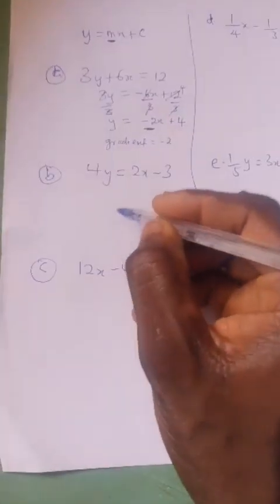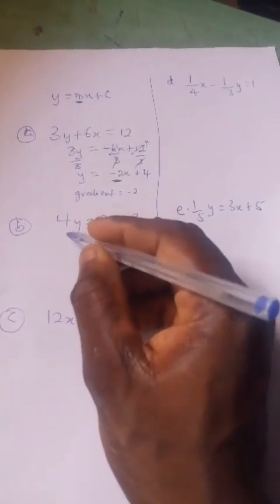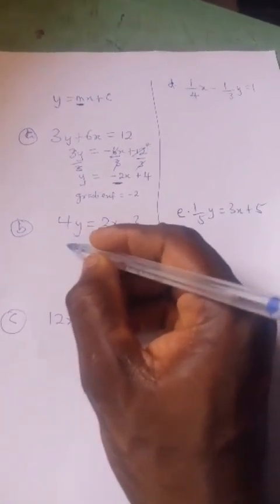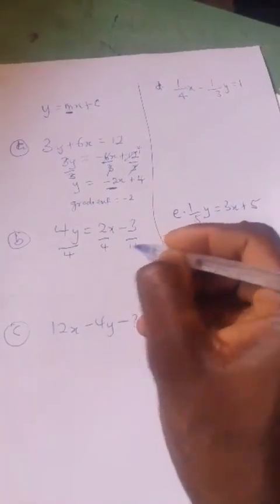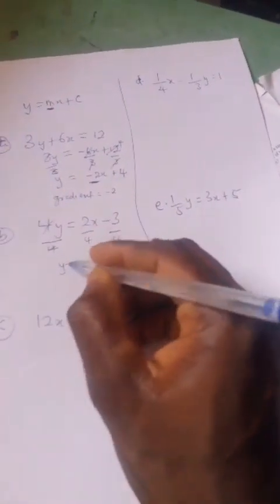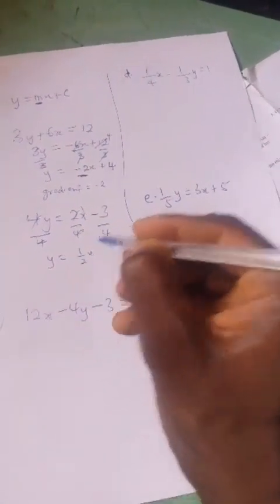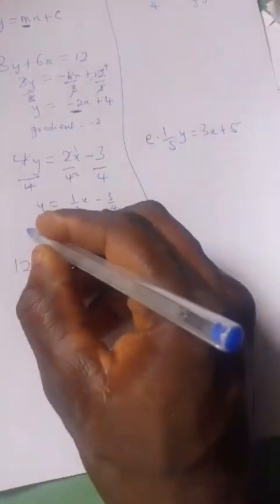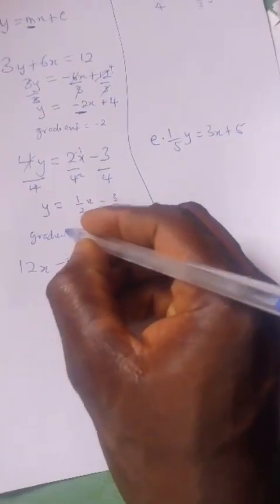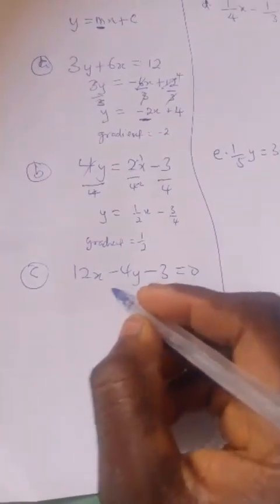So let's look at the second one. Now this one you have to rewrite it. We are lucky, the y is already on one side, so you can divide both sides by 4. So 4 cancels 4. You have y is equal to, 2 goes into 2 once, 2 goes into 4 twice. So you have 1 over 2 x minus 3 over 4. So here the coefficient of x is a half. So gradient is 1 over 2.